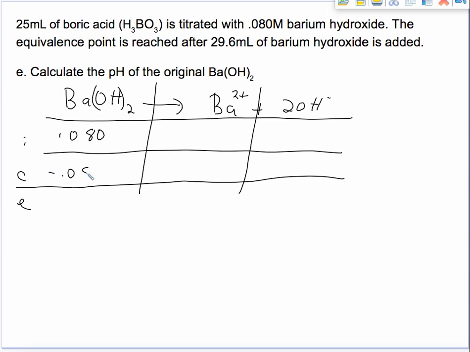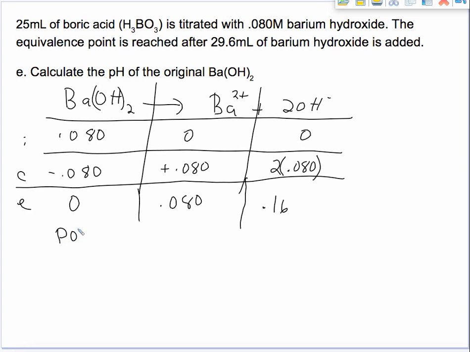So initial, change, equilibrium. Strong bases dissociate completely, so it's going to go down, and at equilibrium you have 0 of that left. You're starting out with 0 of the products, and this is going to go up by 0.080, so at equilibrium we're going to have 0.080. This, however, is going to go up because of the 2 here, 2 times 0.080, and if you take 2 times 0.080, you're going to get 0.16.